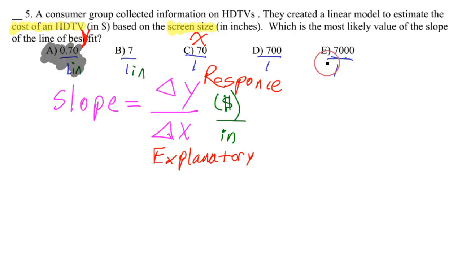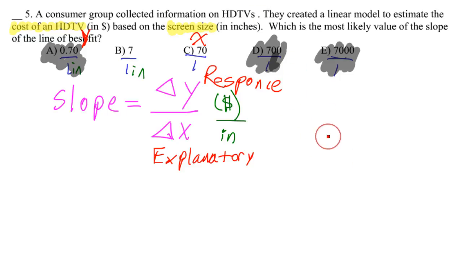Now let's take a look at E over here. If we increase the size by 1 inch, we're going to pay an extra $7,000. That seems a bit high. Well, for 1 inch, we're going to pay an extra $700. That also seems a bit high. So just intuitively, I've already knocked it down to 2 different possibilities, $7 or $70.